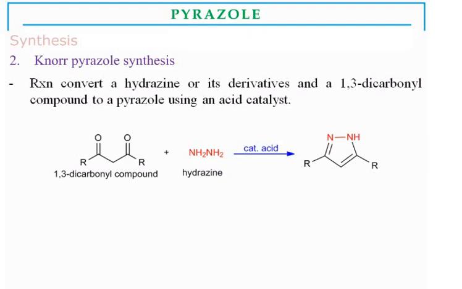Now the Knorr pyrazole synthesis. This reaction converts a hydrazine or its derivatives and a 1,3-dicarbonyl compound to a pyrazole using acid catalysis. You can see in the reaction scheme a 1,3-dicarbonyl compound. This is an active methylene compound. It undergoes reaction with hydrazine and an acid catalyst, and then a disubstituted pyrazole will form.